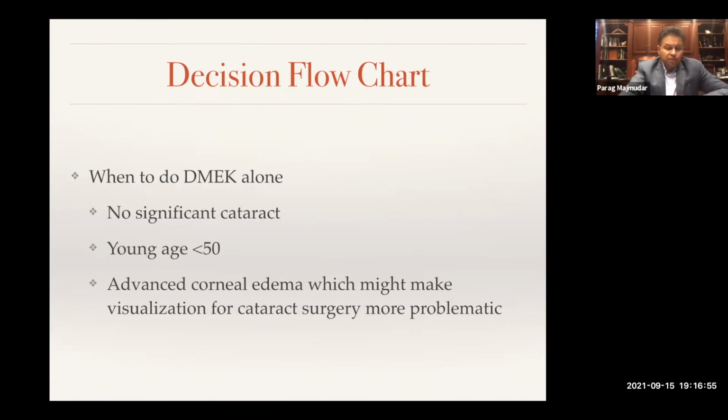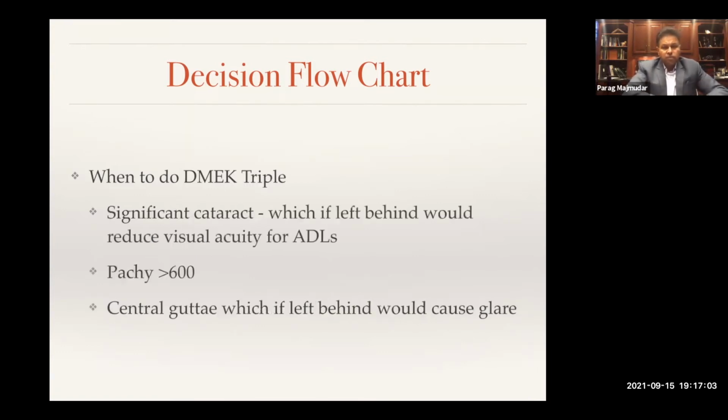And so most patients, if you give them the understanding or the explanation as to how you're coming up with these ideas, that's what I would certainly urge you all to do: have a good discussion with your patients about all of these factors. And the final decision flow chart would be when to do the triple surgery, the triple procedure where you're doing DMEK, cataract surgery, and intraocular lens insertion.